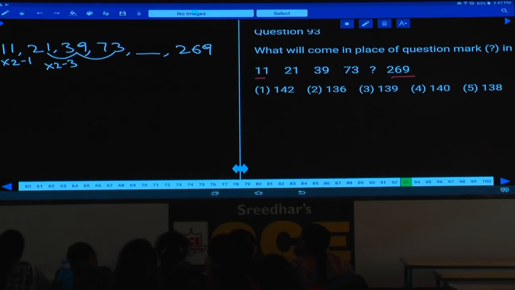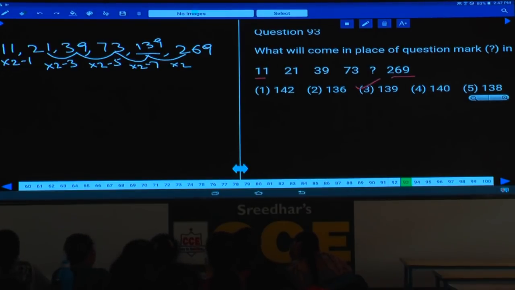And 39 into 2 is 78, 78 minus 5 is 73. Each of these numbers is multiplied by 2, and what is subtracted here? 1, 3, 5, 7. Odd numbers are subtracted. Now 73 into 2, 146. 146 minus 7, 139, choice 3. And here into 2 minus 9, then also you will get the same answer.